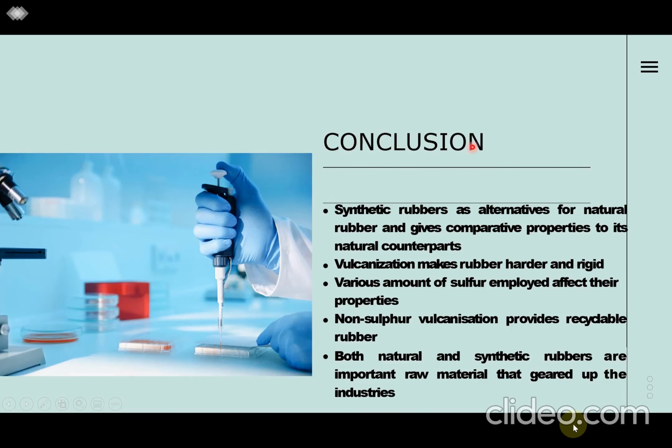So as the conclusion, synthetic rubber is used as an alternative to natural rubber, and it gives comparable properties to its natural counterpart. Vulcanization also makes rubber harder and more rigid, as the amount of sulfur employed will affect its properties depending on our requirements. Non-sulfur vulcanization produces recyclable thermoplastic elastomer by forming temporary cross-linking. Both natural and synthetic rubbers are important raw materials that gear up the industries.